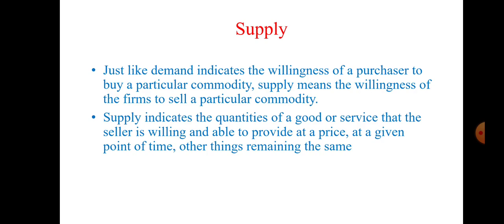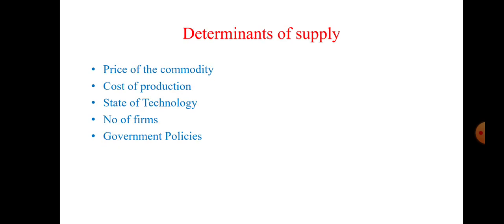at a price at a given point of time, other things remaining the same. So this is called as supply. And here the determinants of supply are price of the commodity, cost of production, state of technology, number of firms, and government policies.